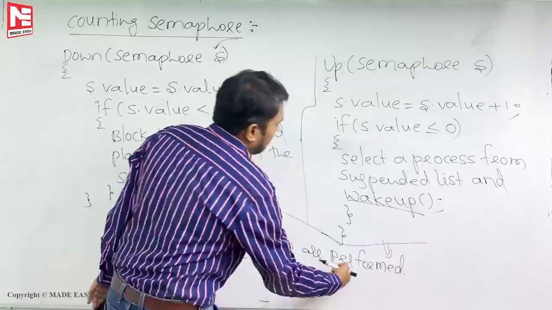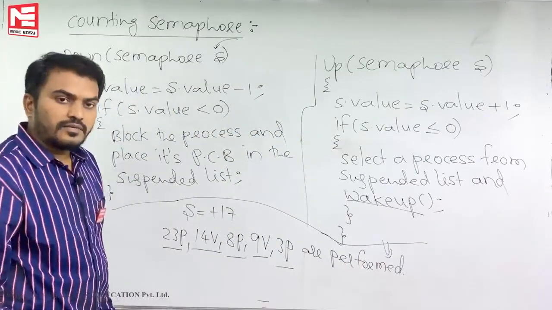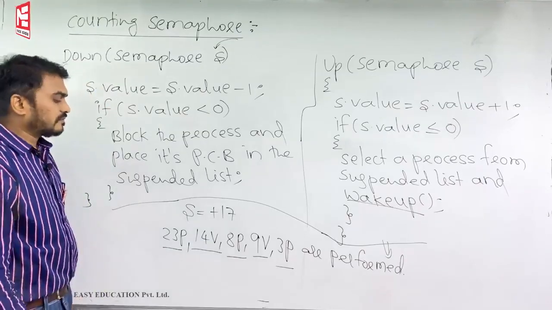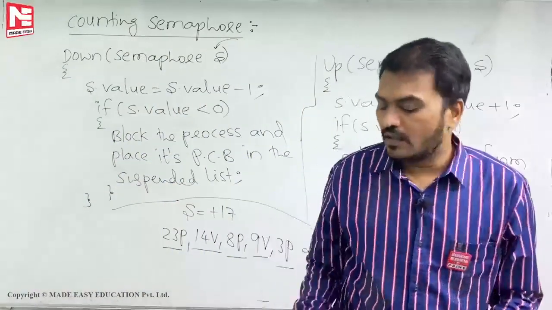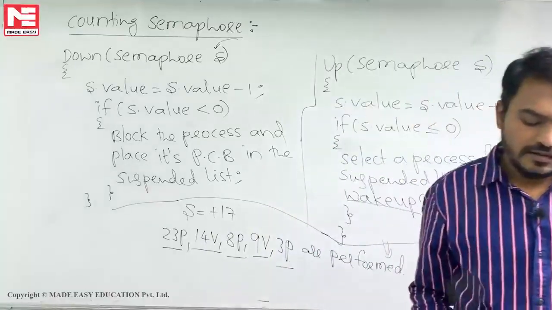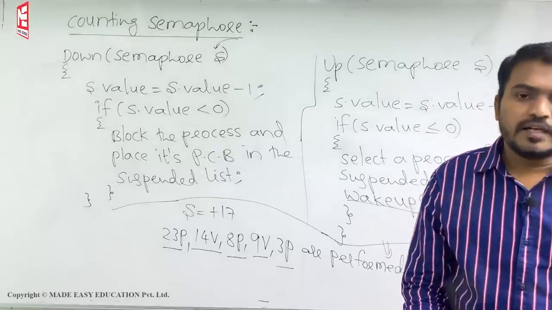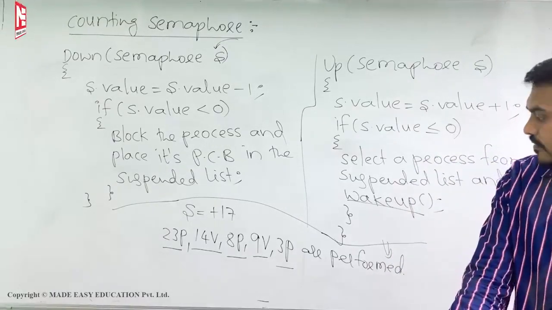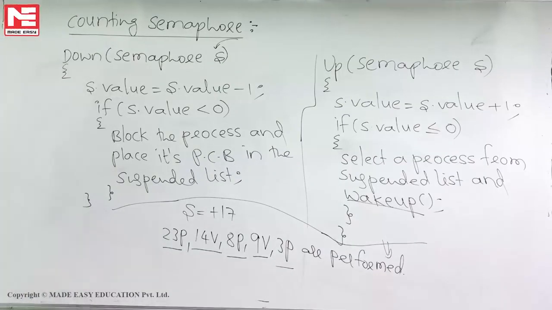Then what is the final value of the counting semaphore?